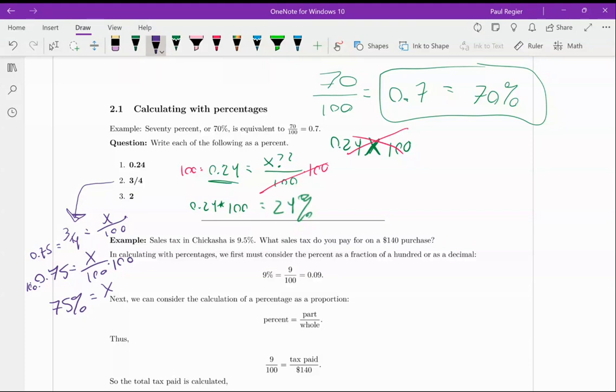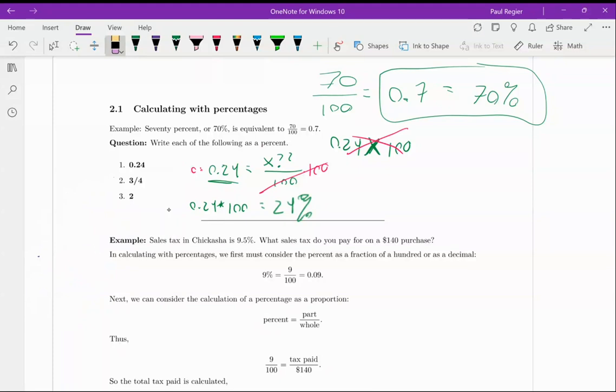And then number 3, check that one on your own. That one you should get 200%. So 2 is the same thing as 200%. So doubling something is the same thing as saying 200% of. That's actually something that people say a lot. They use percentages when they really mean a multiplicative factor. Okay, let's make some room for the next example.